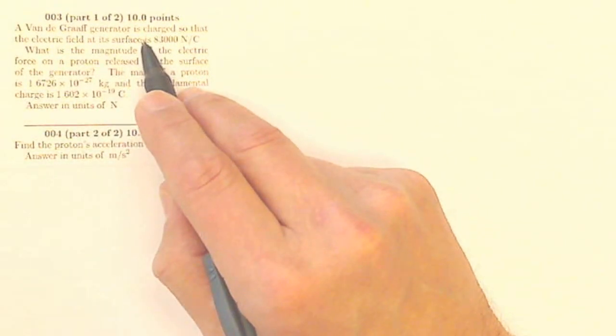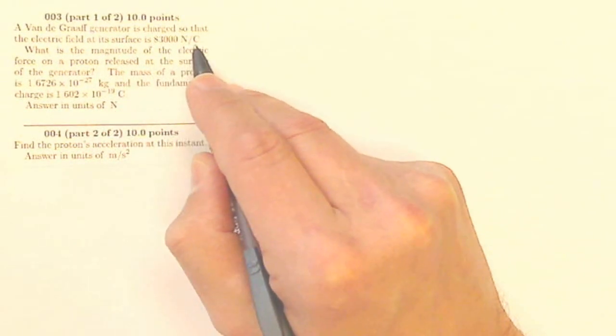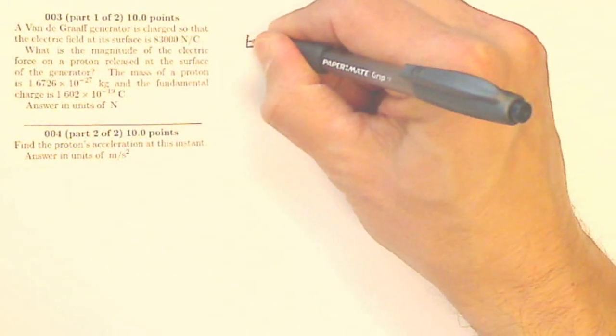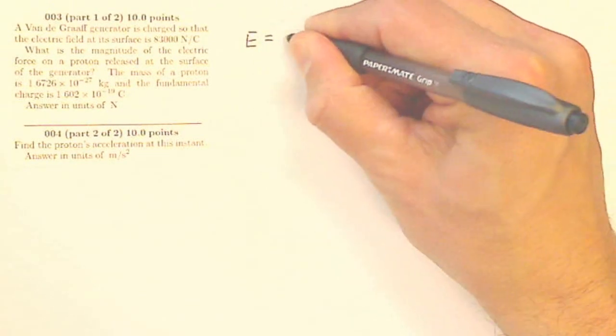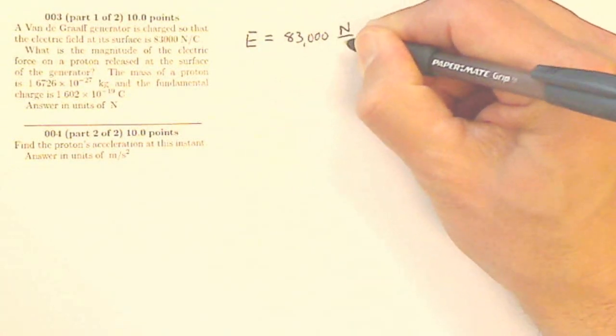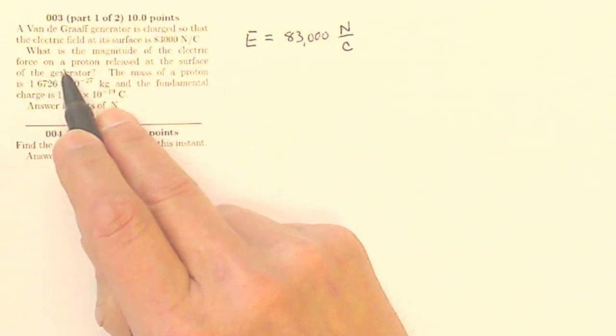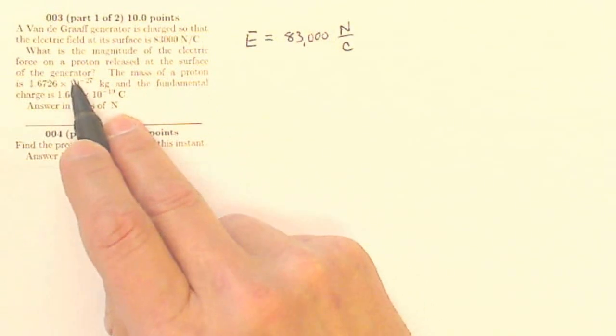This is AP Physics, Homework 9.3, question number 3 and 4. Question 3 says, a Van de Graaff generator is charged so that the electric field at its surface is 83,000 newtons per coulomb. That is my electric field strength, E, is going to be 83,000 newtons per coulomb. What is the magnitude of the electric force on a proton released at the surface of the generator?